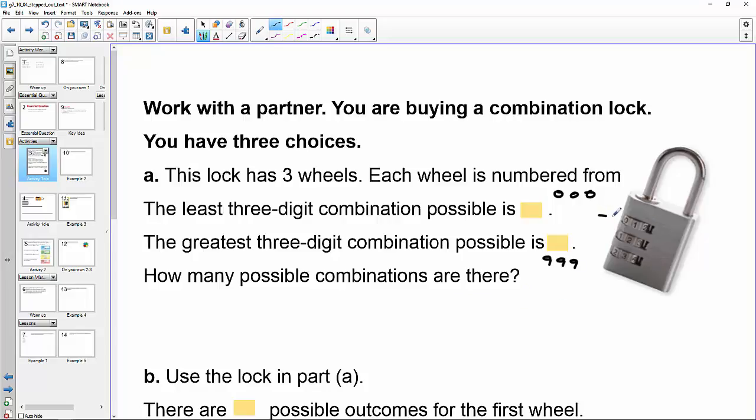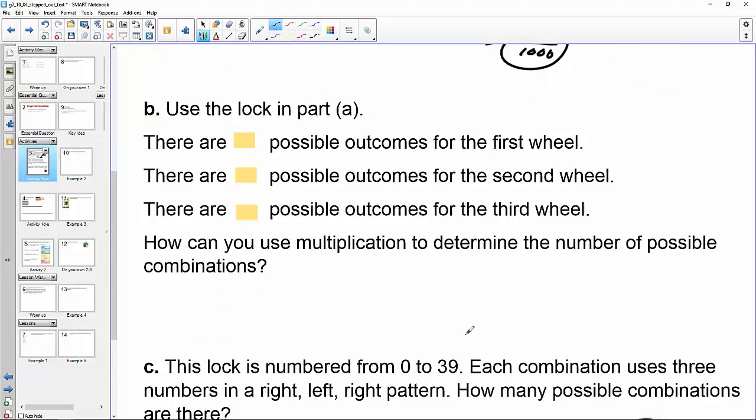Well, for this top block, there is 0 through 9, which is 10 possible numbers, right? This one here, there's 0 through 9, which is 10 possible numbers. And this one here is 0 through 9, which are 10 possible numbers. So the way that we figure out the number of combinations is 10 times 10 times 10. That means that there's a total of 1,000 different combinations on this lock, and only one of them will open it. So this one's pretty secure, but let's talk about something that we see all the time.